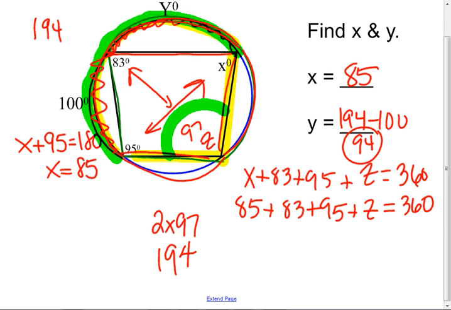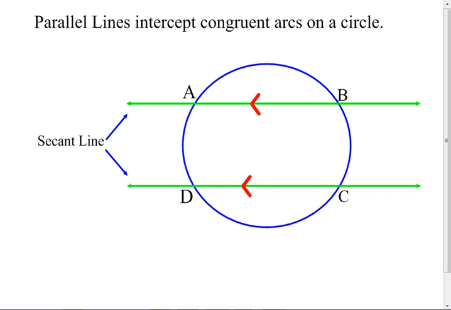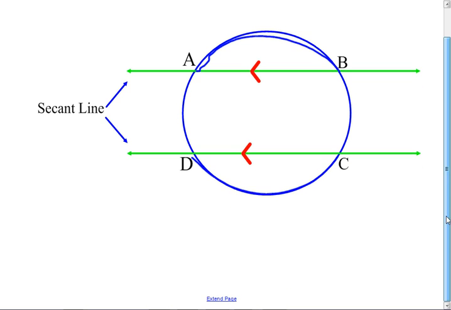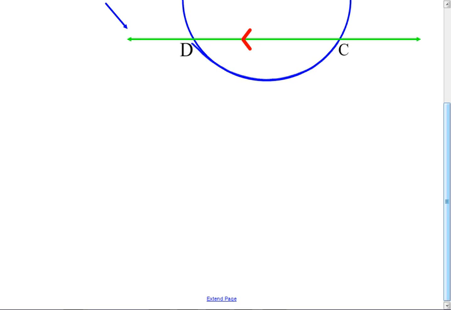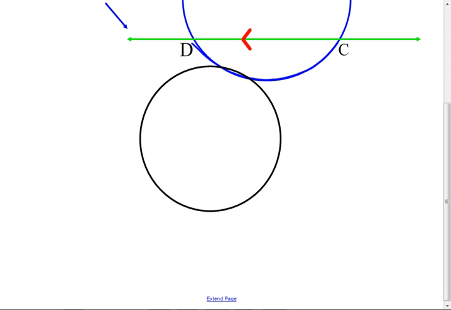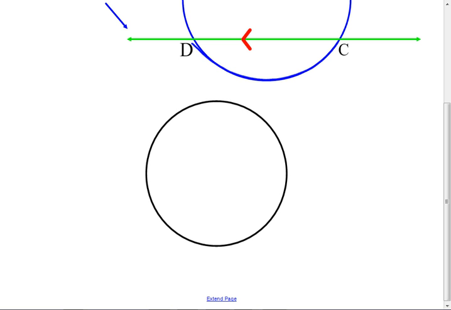I don't like this picture because it says parallel lines intercept congruent arcs on a circle. TJ? It looks like minor arc AB is congruent to minor arc DC. That's not right. I'm going to redraw the picture. Those are not the arcs that are congruent. They look like they are, but let me put in a line here and another parallel line here.